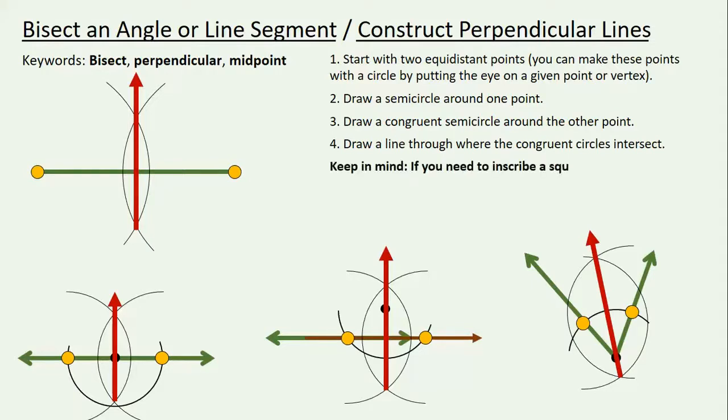Keep in mind, if you needed to inscribe a square, you will draw a diameter, just like the line segment on the left, and bisect it like you did the line segment on the left. Then you will connect the 4 points on the circle.